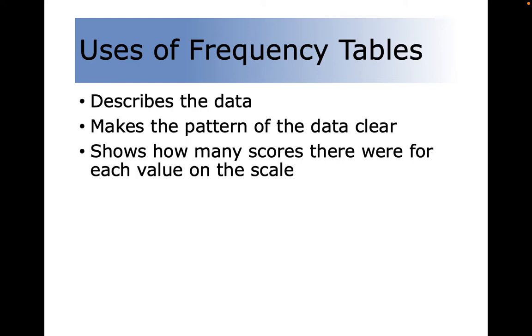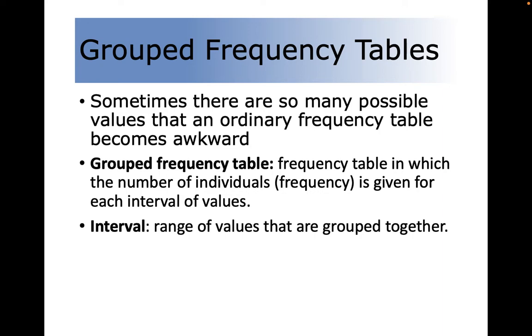So again, why do we use frequency tables? They describe the data, they make the pattern of data clear, and they show how many scores there were for each value on the variable or on the rating scale. Now sometimes there are so many possible values that an ordinary frequency table becomes awkward. In these cases, we use a grouped frequency table, which is a frequency table in which the number of individuals, the frequency, is given for each interval of values. An interval is a range of values that are grouped together.